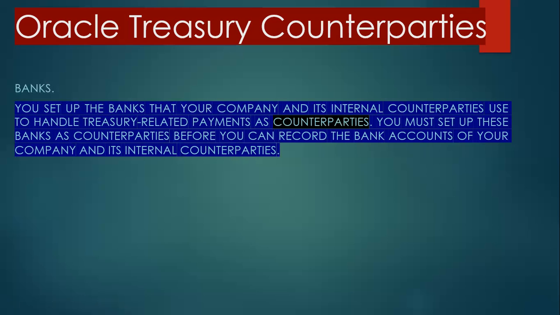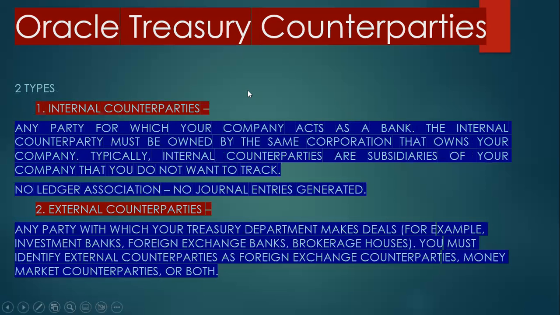To understand what counterparties are, we will look at two types. The first one is internal counterparties. Internal counterparties means any party for which your company acts as a bank. The internal counterparty must be owned by the same corporation that owns your company. Typically, internal counterparties are subsidiaries of your company that you do not want to track.